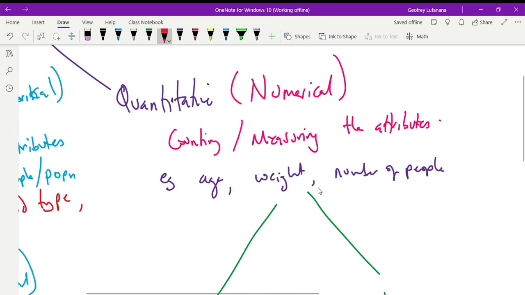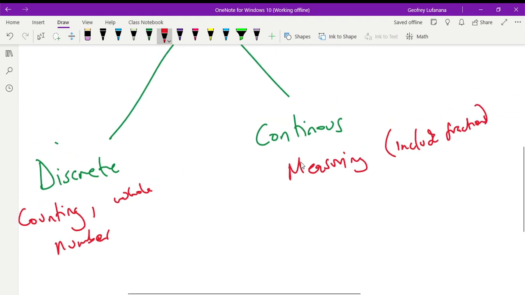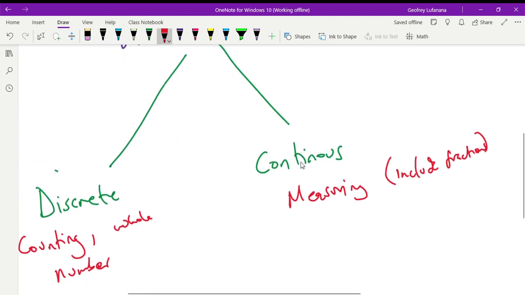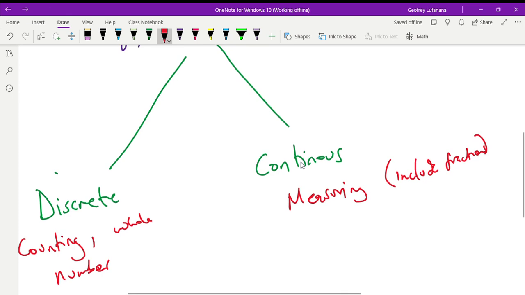Now, quantitative data is still categorized into two, and that is discrete. Discrete is a result of counting, and that's the data that takes on a whole number. For example, if you counted the number of phone calls, the number of pairs that someone has, you will be collecting discrete data. And on the other hand, it's continuous. Continuous is a result of measuring, and because you're measuring, you might have both whole numbers and decimals or fractions.